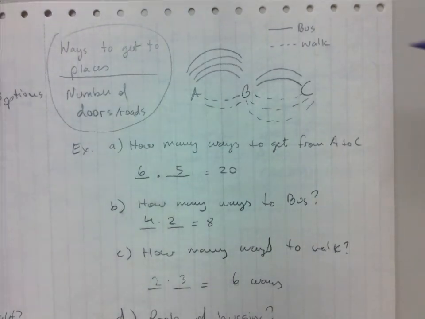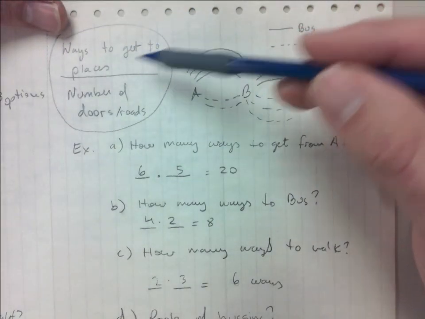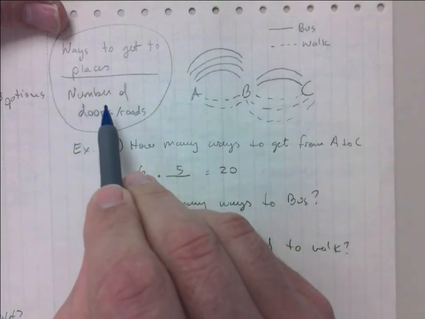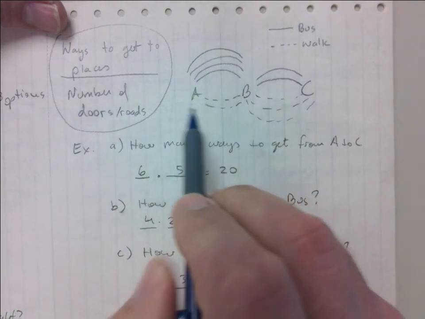Okay, this is the other one. Number of ways to get to places. This is not pathways, so I actually called this video number of roads, not pathways. However, I need you to understand that there's a variation of this, okay?